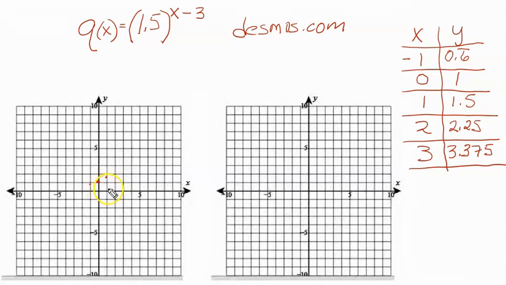And then 2, 2.25, which is about there. And then 3, a little higher still. So our general shape of the curve, which we already knew, is greater than 1, but not a 2 yet. Remember, the 2 we said would go more this way.